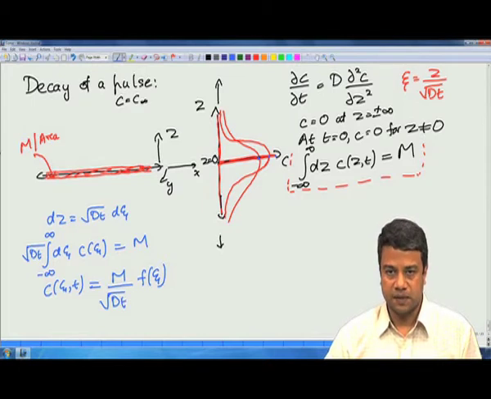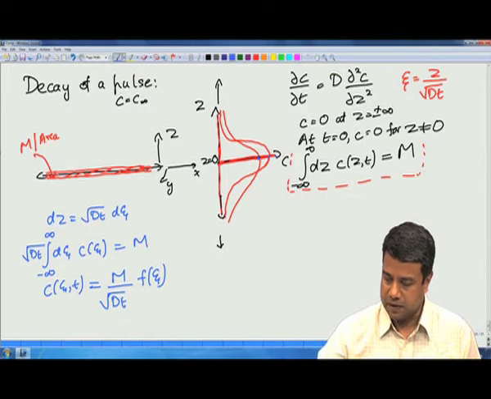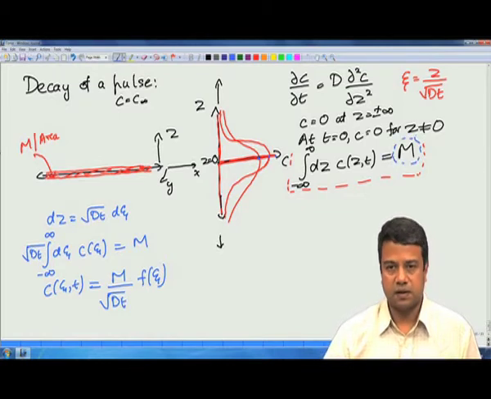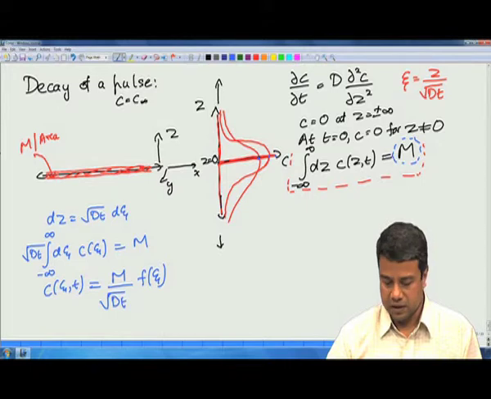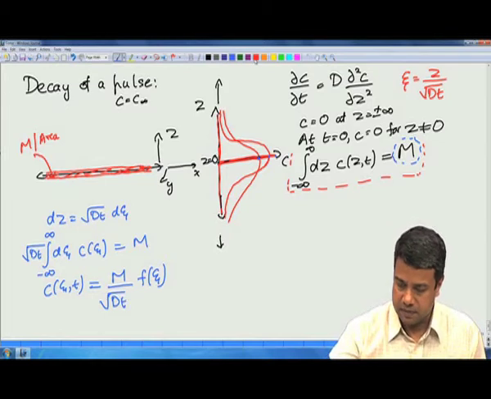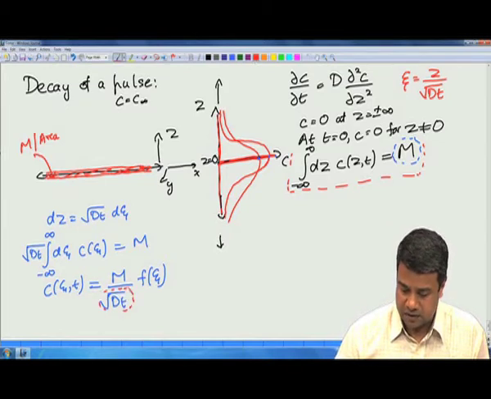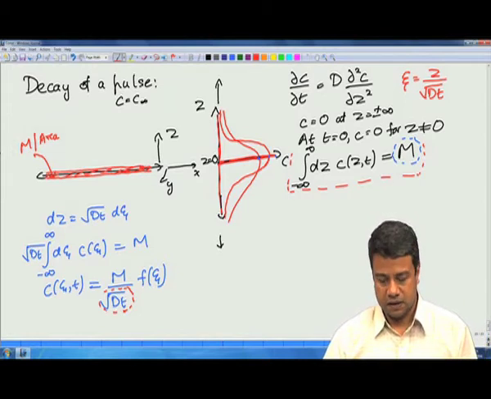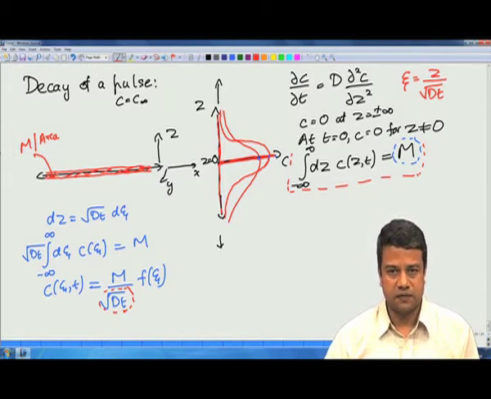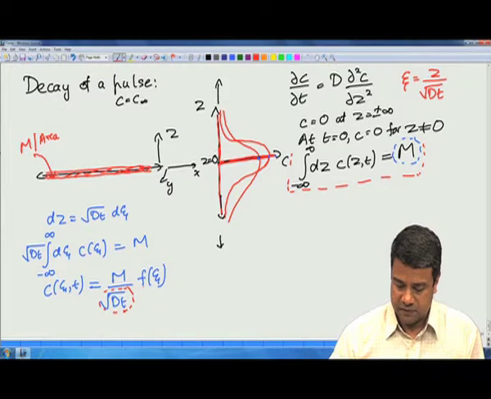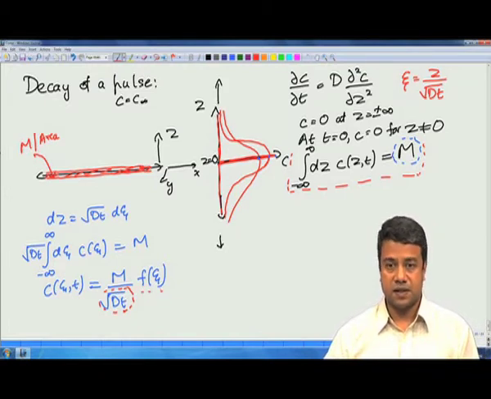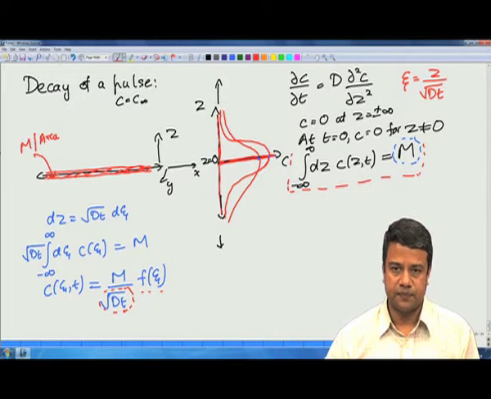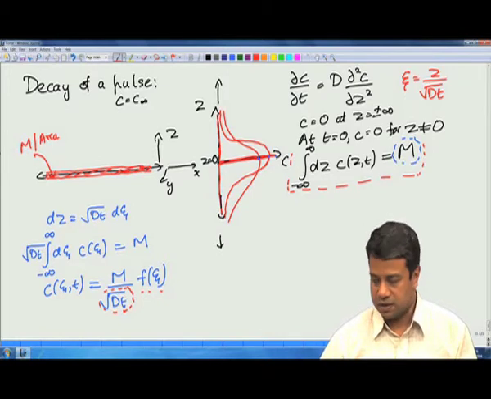Note that the dimensional parameter here is not a concentration, but rather a mass per unit area. So, to get a concentration field, I have to scale that mass per unit area by a length scale to get a concentration. And therefore, this concentration is explicitly a function of psi and time. It can be written as m by root Dt times some function of psi. So, that is the similarity transform that we have to use in this problem, and that comes out of the fact that the total mass per unit area is conserved.